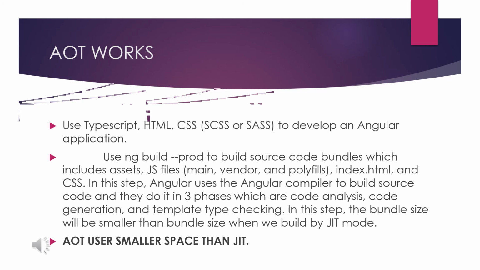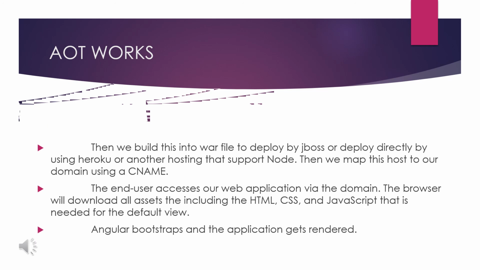To compile, it processes the source code in three phases: code analysis, code generation, and template type checking. With these three steps it compiles all the code into bundles, which are ready for deployment. This is the same thing we already saw with JIT. For deployment purposes we can deploy such a war file in JBoss or Heroku or any other deployment tool. The same thing applies here.